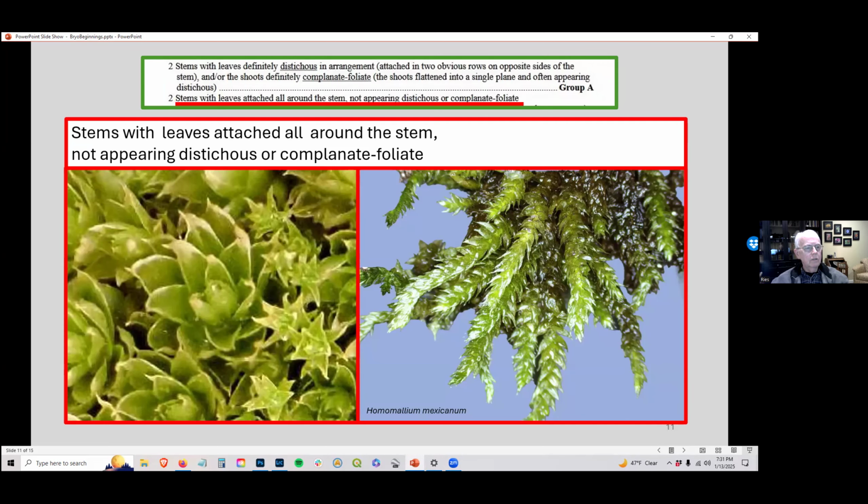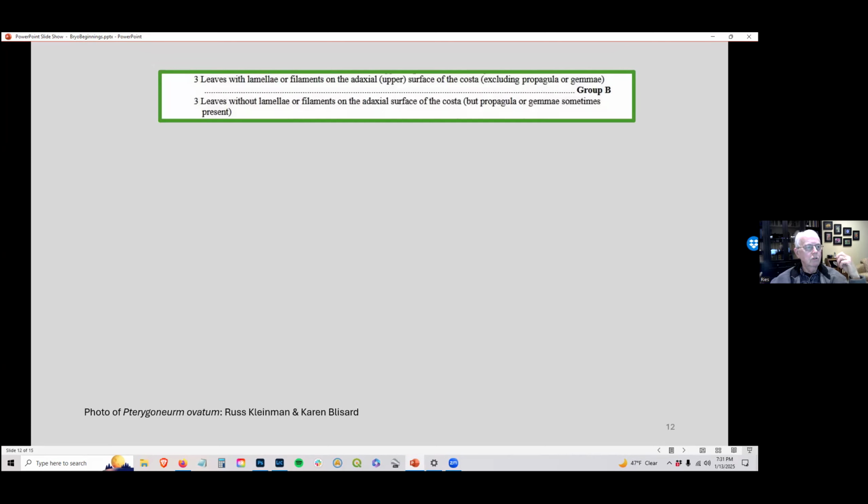By the way, that got us down to the first number two, you see, got us into group A. So two, that's everything else, because this is a stair-step key in this case. Everything else gets us to three. So now we want to compare leaves with lamellae or filaments on the adaxial upper surface of the costa. That's going to be group B if that's true. And what's that going to look like?